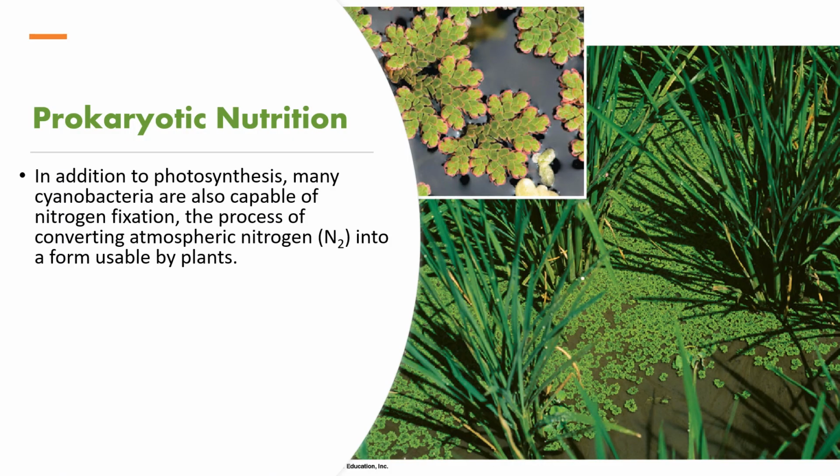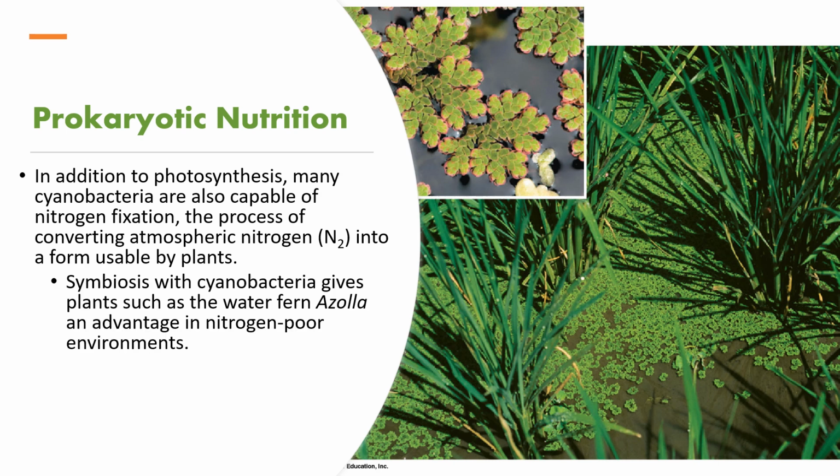Many prokaryotes are also photosynthetic, and there are even some that can do something called nitrogen fixation. Some types of cyanobacteria, which are the photosynthetic types, can do this process of nitrogen fixation, which is when they take atmospheric nitrogen and turn it into a form that plants can actually use. Now, some types of cyanobacteria that can do this will form symbiotic relationships with other plants. And so in this picture, we have an example of this symbiosis.